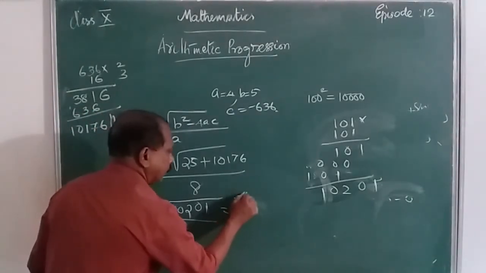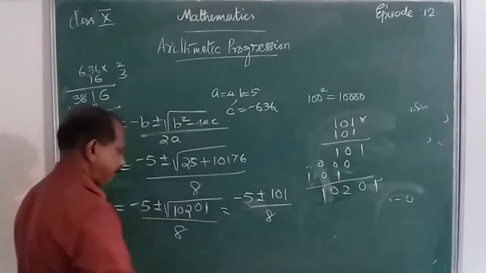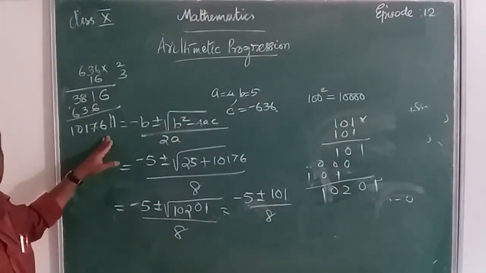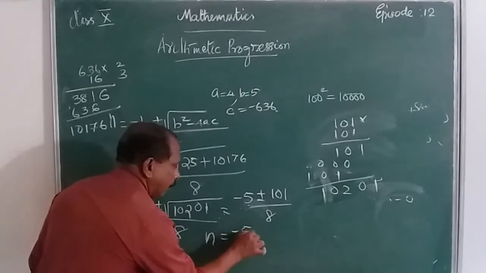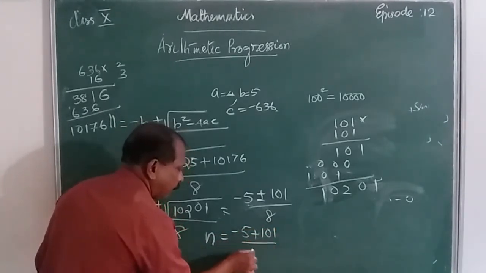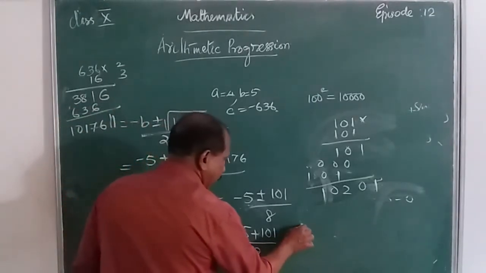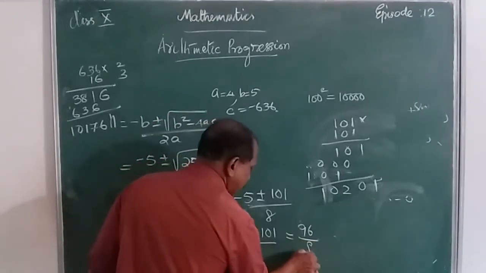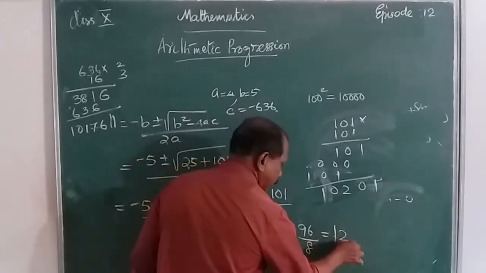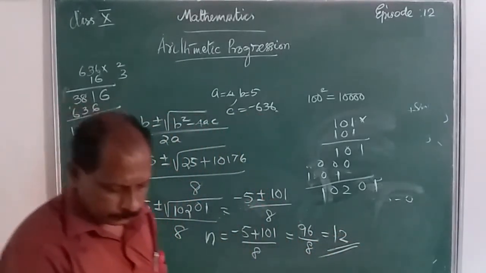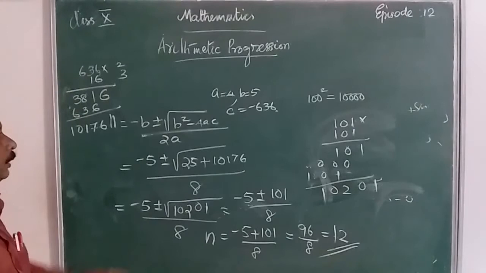That's equal to minus 5 plus or minus 101, whole divided by 8. Therefore, the number of terms is always positive. Therefore, n is equal to minus 5 plus 101 divided by 8. That's equal to 96 by 8, which is 12. Therefore, the number of terms is 12. Therefore, the sum of 12 terms is 636.